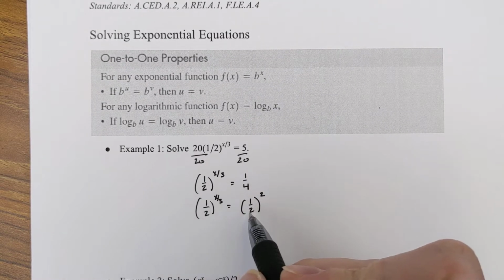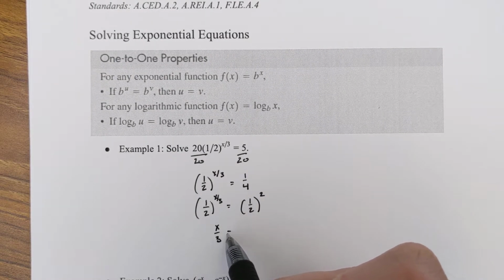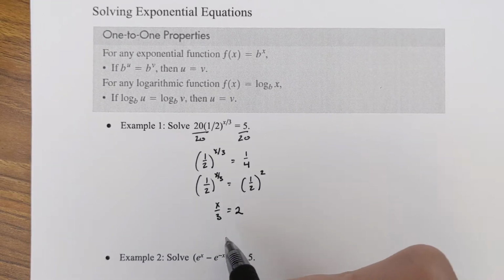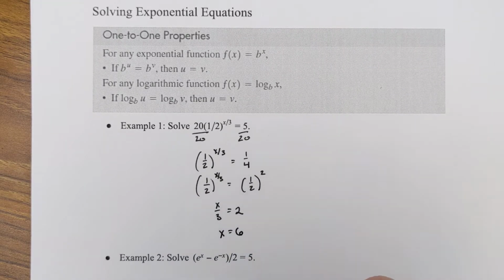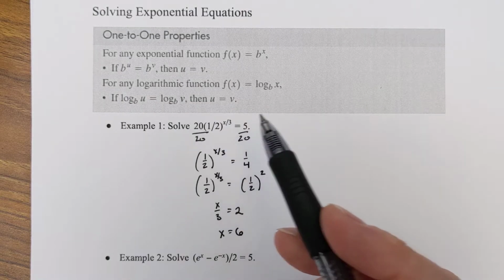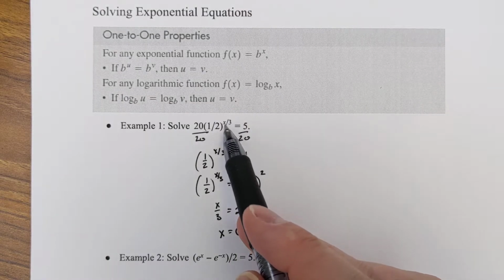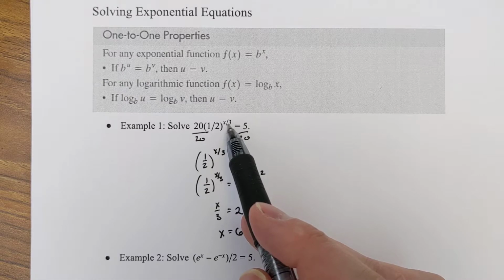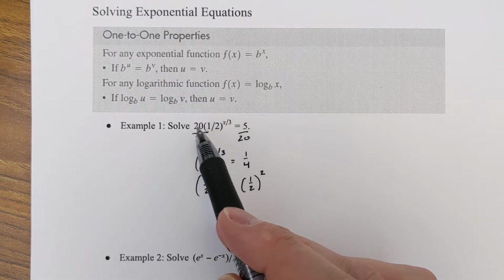So since my bases are the same, that means I know that my exponents must also be equal. So x has to be 6. If you plug 6 in, you should get the same answer. So I plug 6 in, this becomes 6 divided by 3 is 2, 1/2 squared is 1/4, 20 times 1/4 is 5.